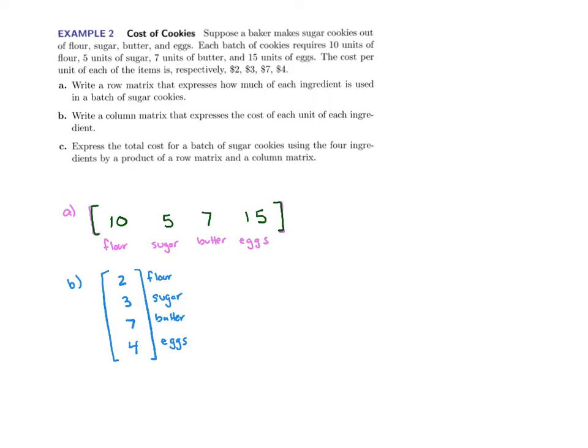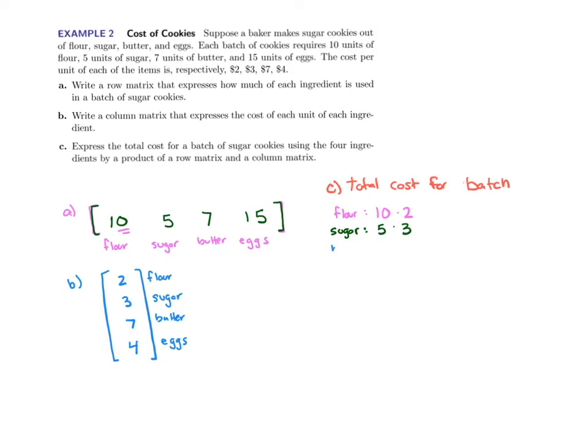And now let's think about how we would calculate the total cost for a batch. If I'm going to try to figure out how much it's going to cost to make a batch of cookies, well, I need to think about how much it costs for each ingredient. So for the flour, I know that I use 10 units of flour times $2 per unit. And then for the sugar, it's 5 units of sugar times $3 per unit.